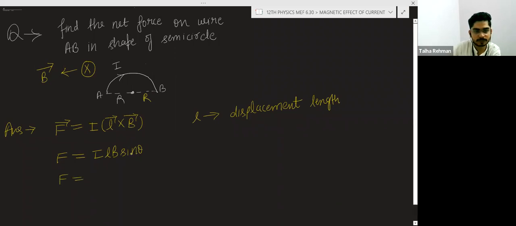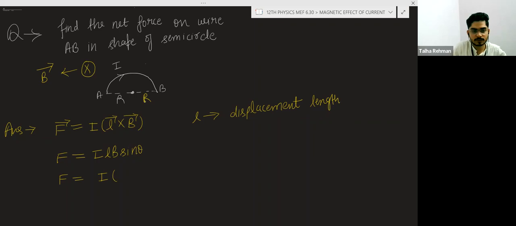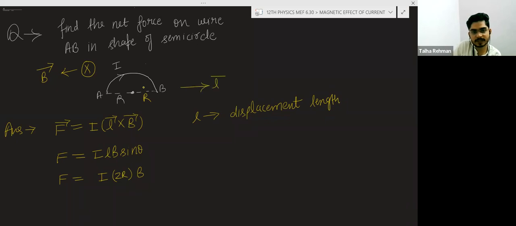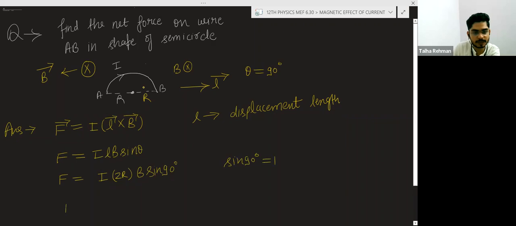So finally, instead of this length, you will take the displacement length. Displacement means the distance between the initial point and the final point. So this is the diameter of the semicircular wire, that is 2R. So here you will write I into 2R into magnetic field B, and theta is 90 degrees, because your length vector is in this direction and your magnetic field is inwards, inwards means minus k cap. So theta will become 90 degrees. So you will put sin 90, which is equal to 1. So finally you will get this answer: 2 into I R into B. This is your final answer.